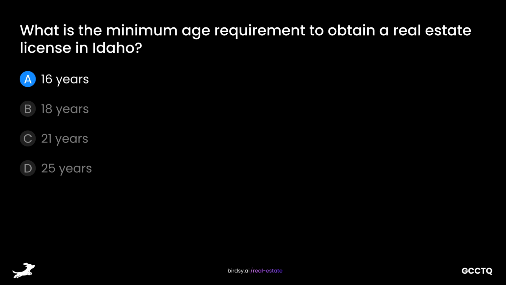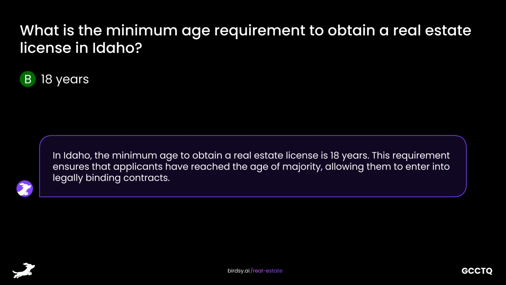Is it A, 16 years, B, 18 years, C, 21 years, or D, 25 years? The answer is B, 18 years. In Idaho, the minimum age to obtain a real estate license is 18 years. This requirement ensures that applicants have reached the age of majority, allowing them to enter into legally binding contracts.